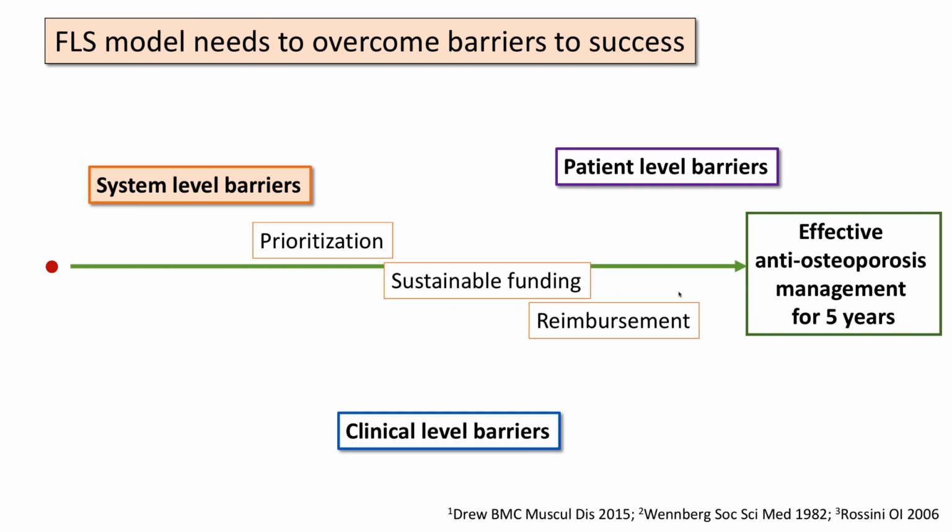Because the real challenge is overcoming the barriers. And we can divide these barriers into system barriers, clinical barriers with your clinical colleagues, and patient level barriers. And they really fall into the same categories at whichever level you look at it. There's low prioritization usually of secondary fracture prevention. There's a need for sustainable funding for a service if it's to be effective. And eventually reimbursement is the most critical issue. Who will fund the ongoing delivery of the fracture liaison service?